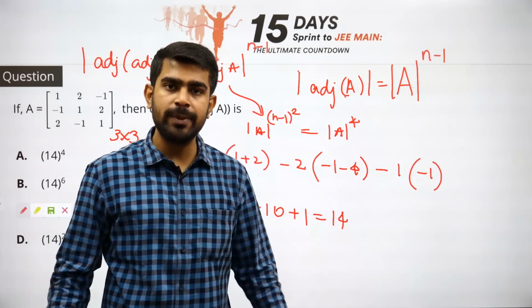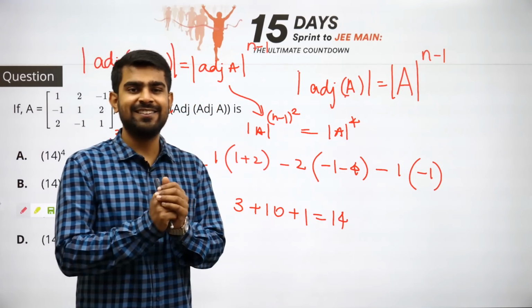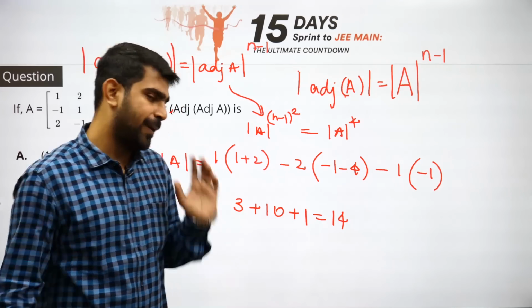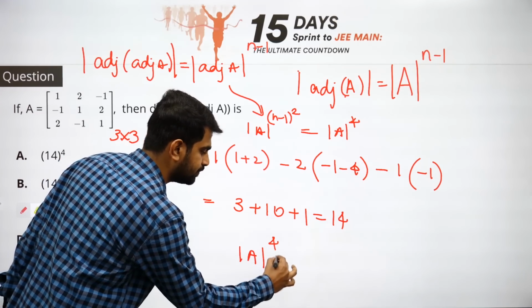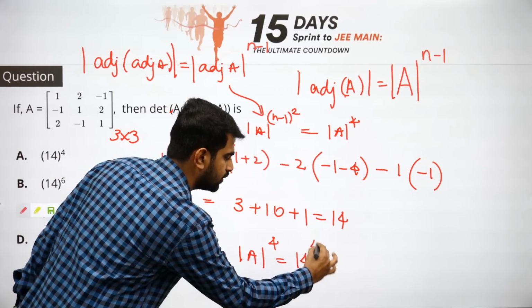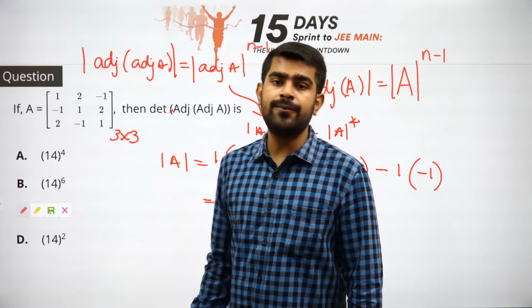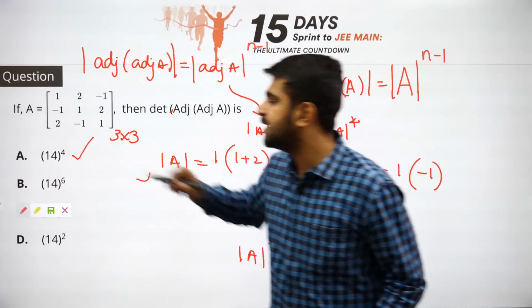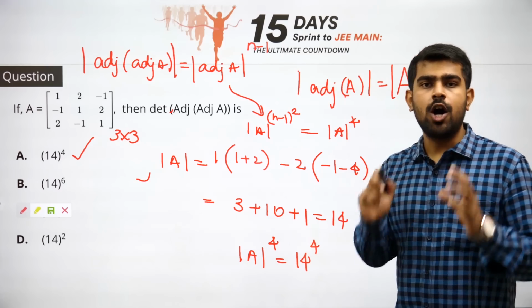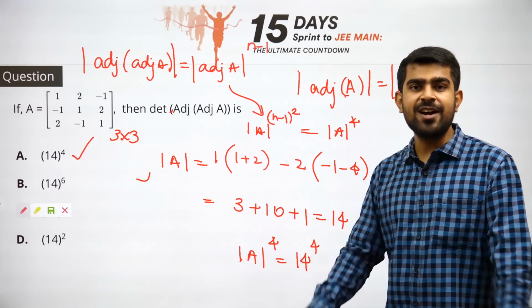And what is that going to be, guys? Everyone? Did you get the answer? Perfect. All of you are right. That is exactly correct. 14 to the power 4 will be my answer for this question, which is going to be my option A. Is that okay? Everyone comfortable?